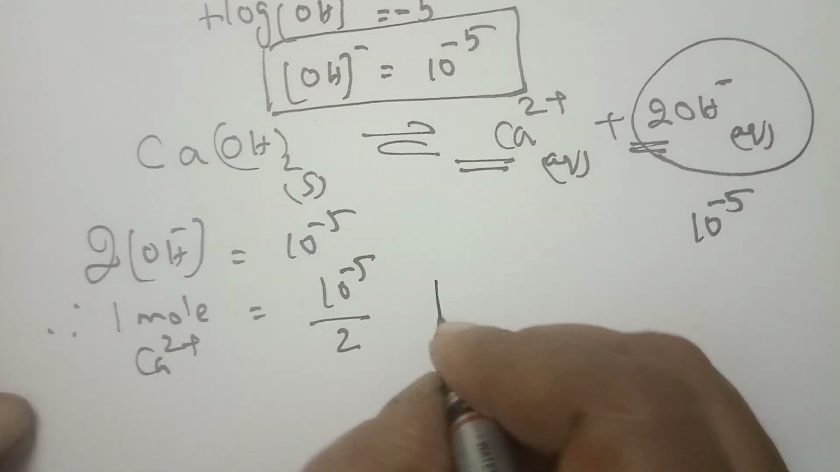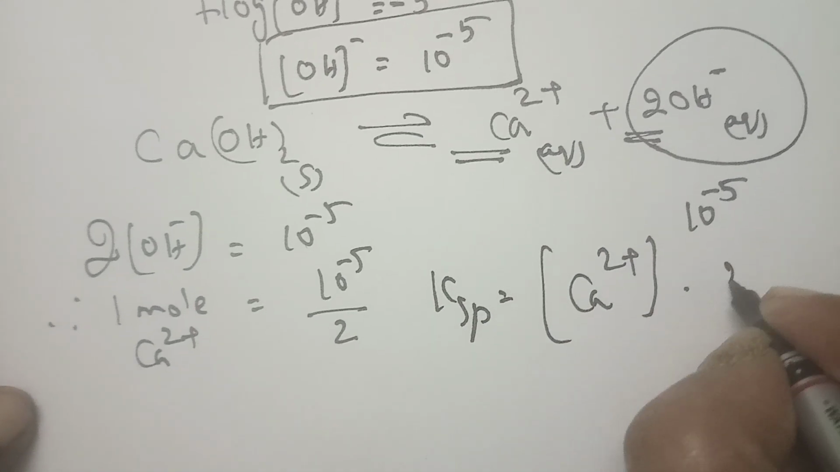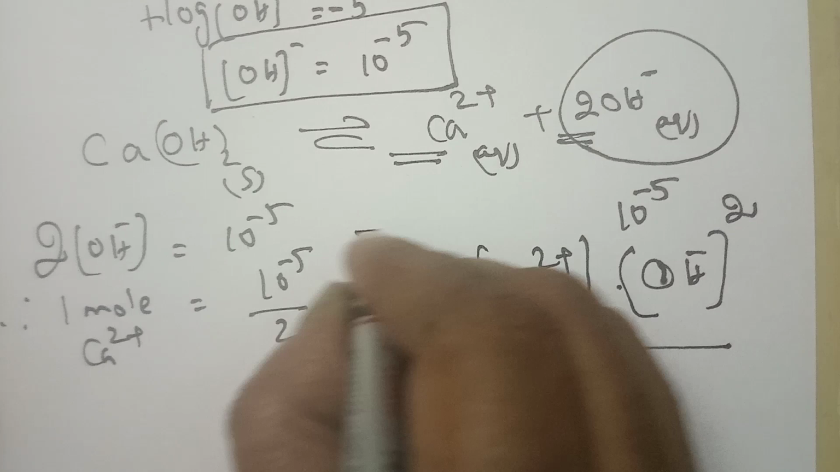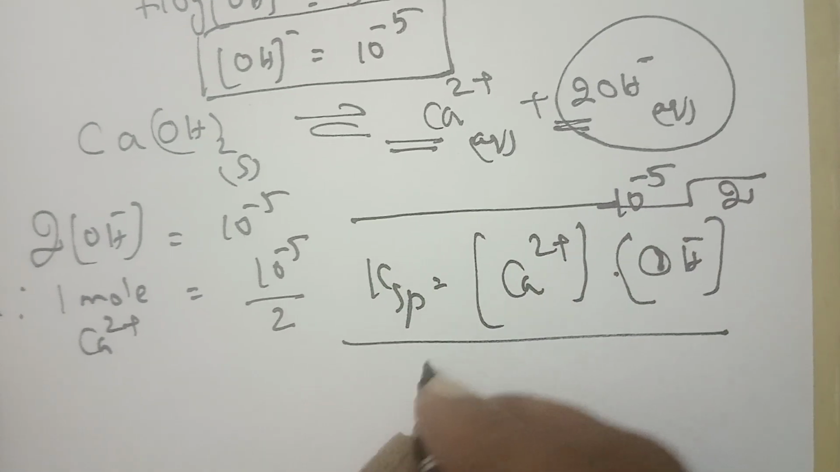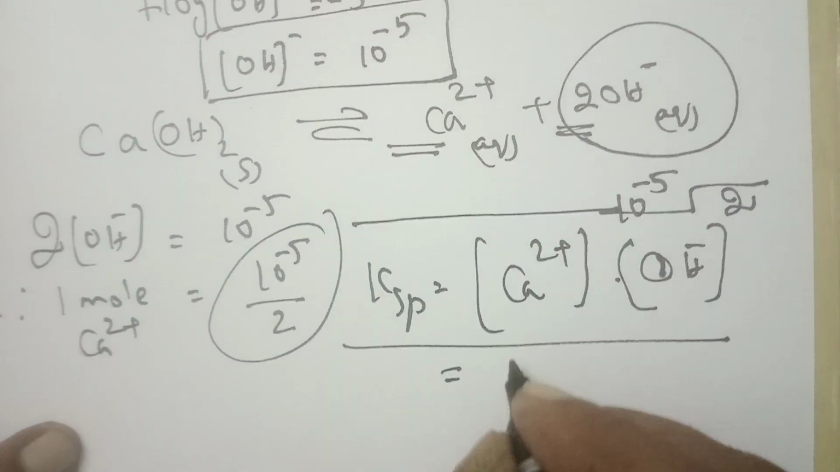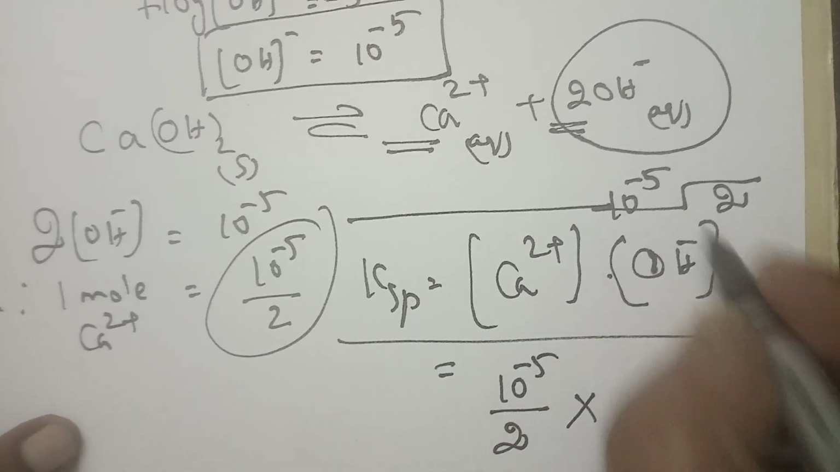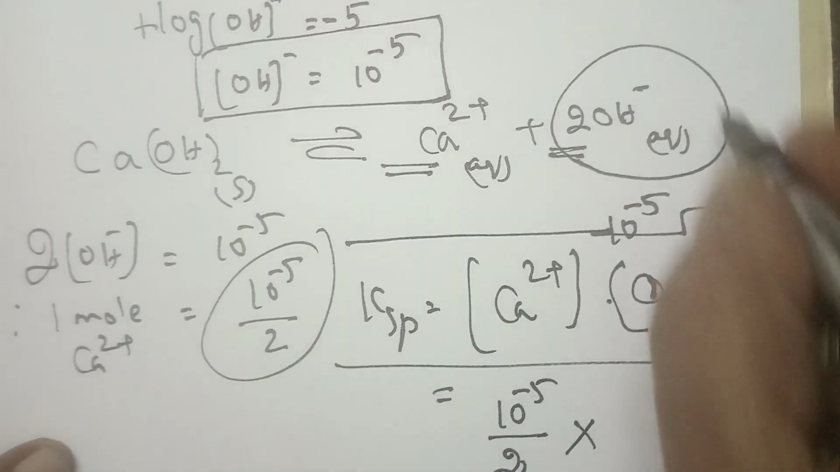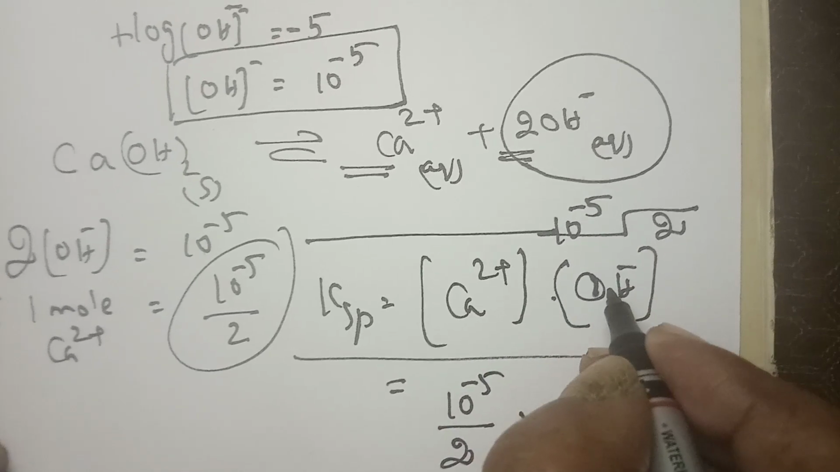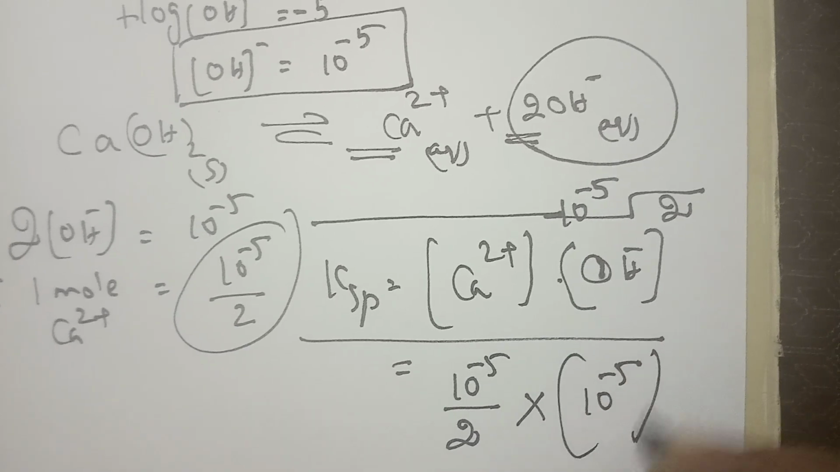Now let me write: solubility product is equal to concentration of calcium into concentration of OH to the power 2. This is the formula for the solubility product. Now let us substitute the values. Calcium concentration is 10 power minus 5 divided by 2, into OH concentration. Already I told you this is the overall OH concentration, 2 OH is equal to 10 power minus 5. This is the overall OH concentration, and the power is 2.